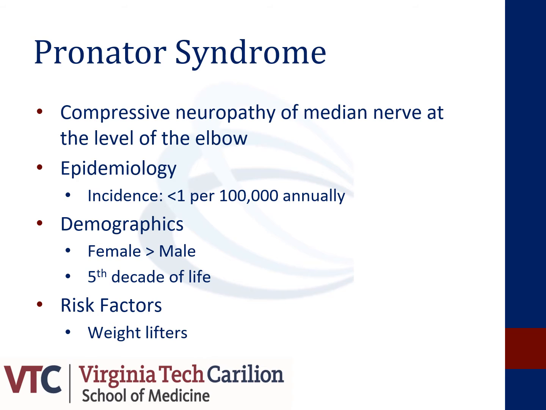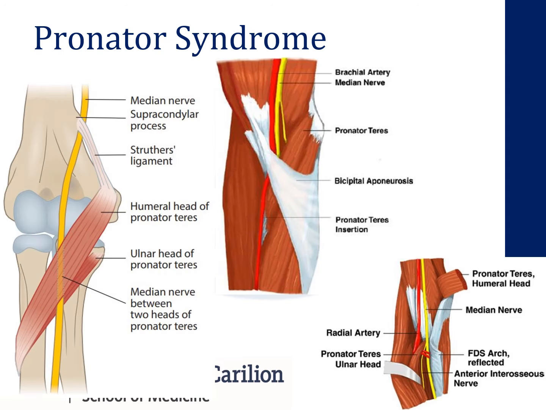Associated conditions to be aware of when evaluating a patient for pronator syndrome include medial epicondylitis. There are 5 potential sites of entrapment of the median nerve. We'll go through these in a proximal to distal fashion. To begin, it is the ligament of Struthers, which extends from the supracondylar process to the medial epicondyle. This is not to be confused with the arcade of Struthers, which is a site of ulnar compression.